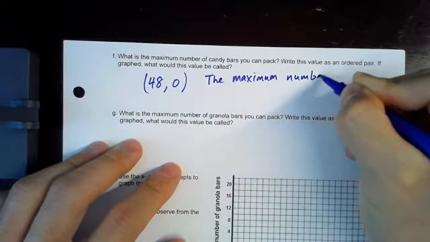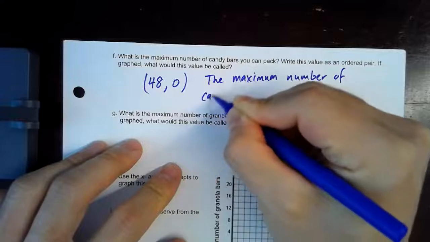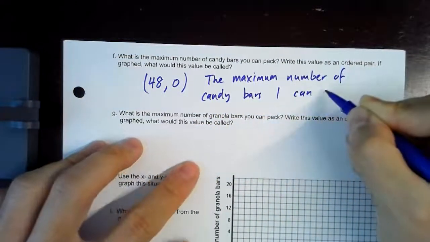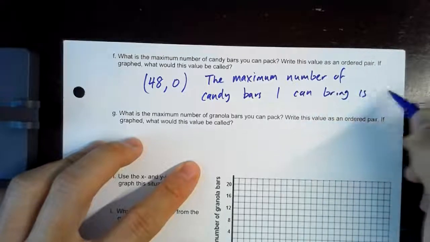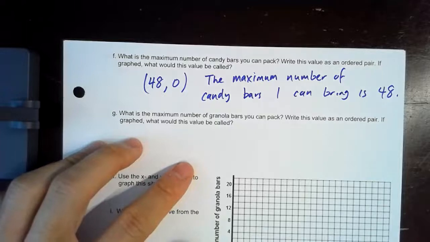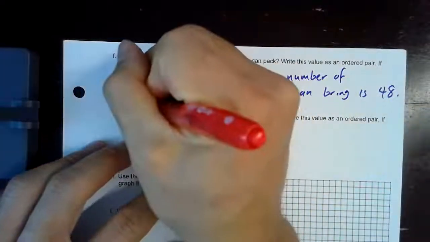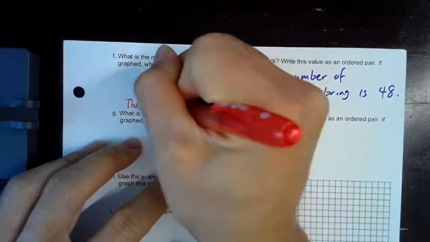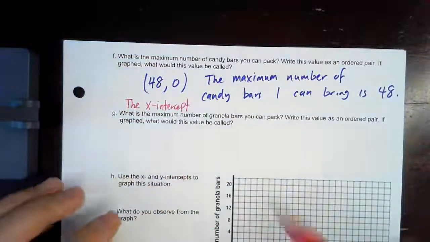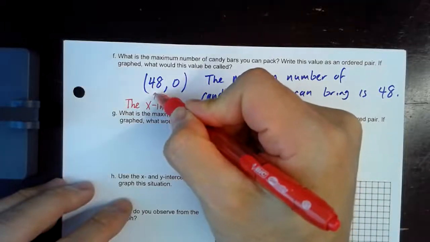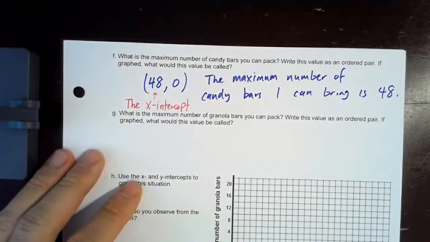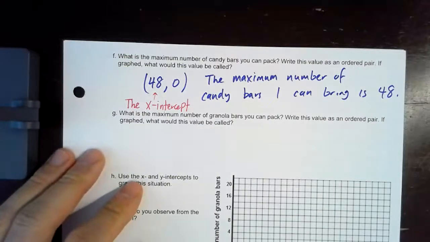So you would say the maximum number of candy bars I can bring is 48. And this is known because the candy bars were defined as x, this is known as the x-intercept. When you have all values for x and the y value is 0.